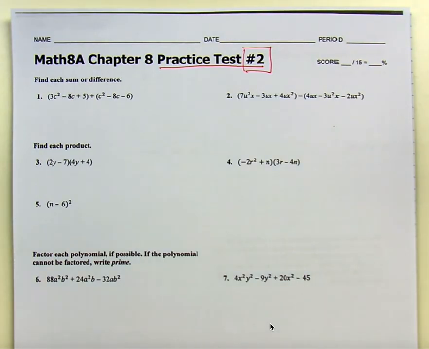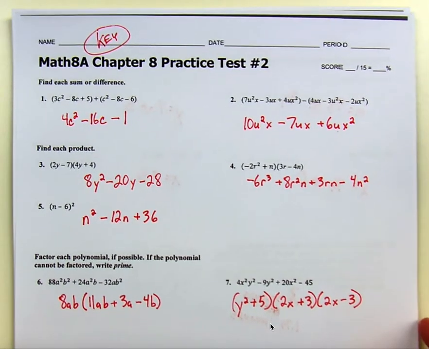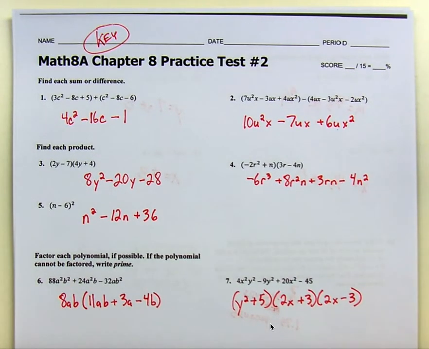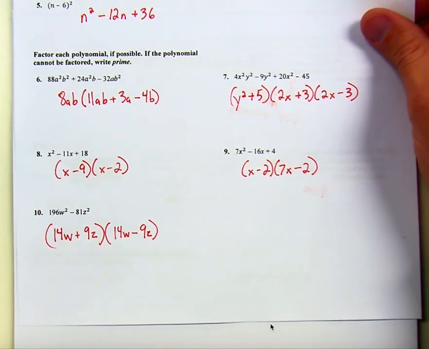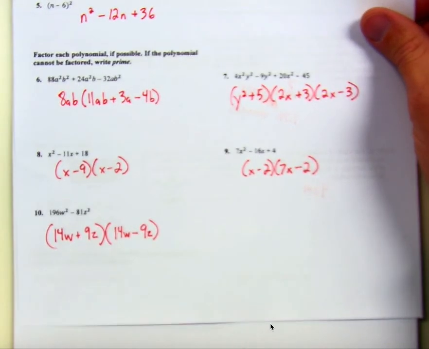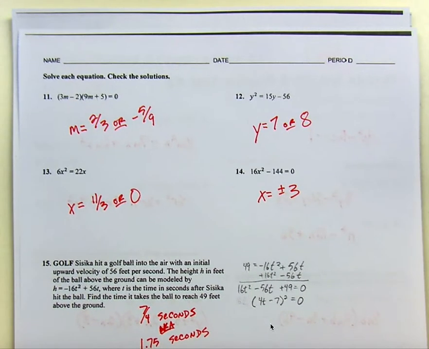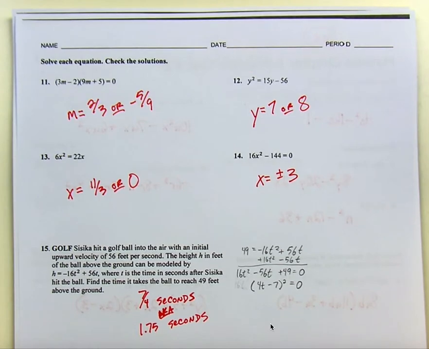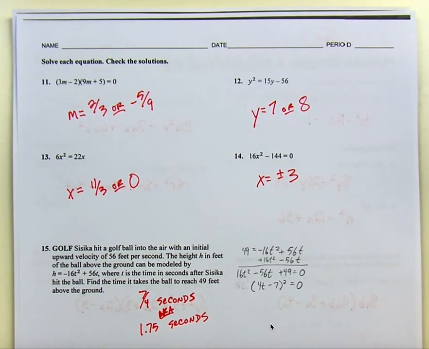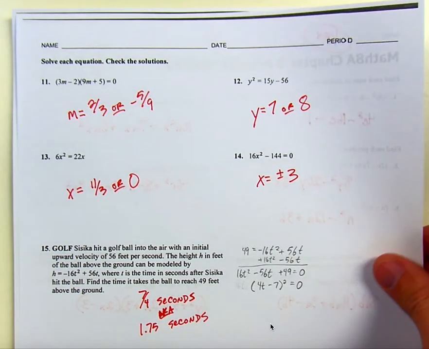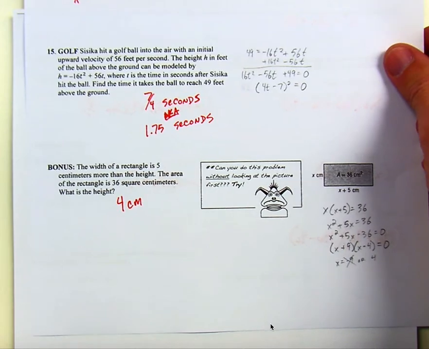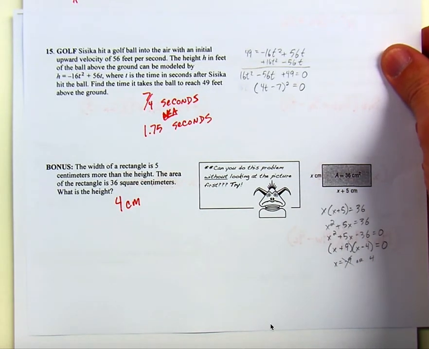by just showing you all the answers. So you can pause this video right now and look at the answers to numbers 1 through 7. Then here's the answers to 8, 9, and 10. Then 11, 12, 13, 14, 15. That is all of the answers, so you can see how you did out of 15. Give yourself a percent. And then if you tried this bonus problem down here, the answer was 4 centimeters. In case you tried that, that's the answer.